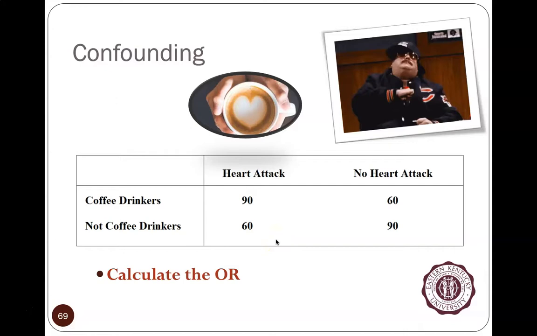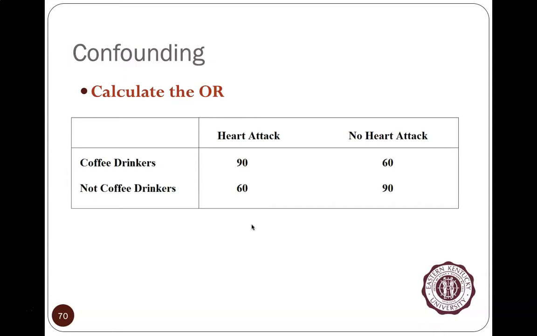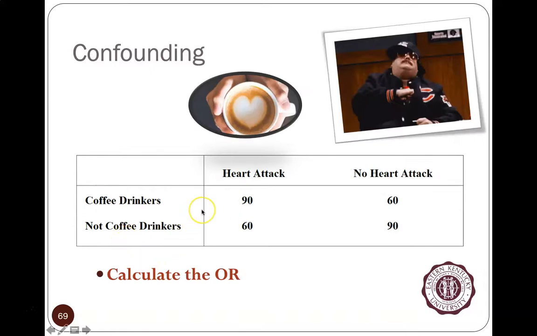90 times 90 is 8,100. 8,100 is divided by 60 times 60, or 3,600. 8,100 divided by 3,600 equals 2.25. So in our little example here, the odds of heart attack were 2.25 times greater among coffee drinkers than not coffee drinkers. Make sense? So that's our initial assumption.